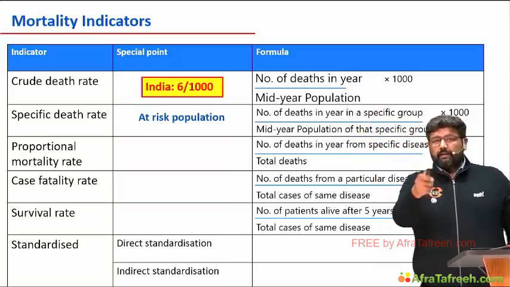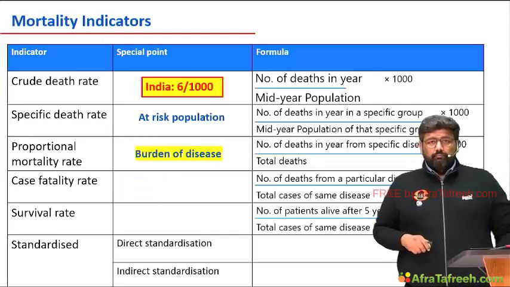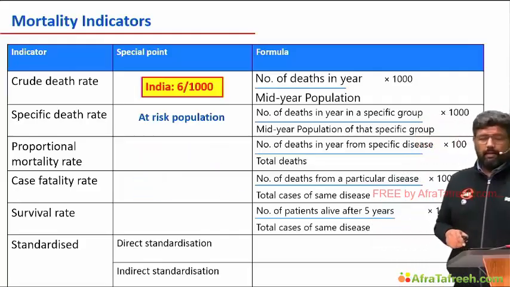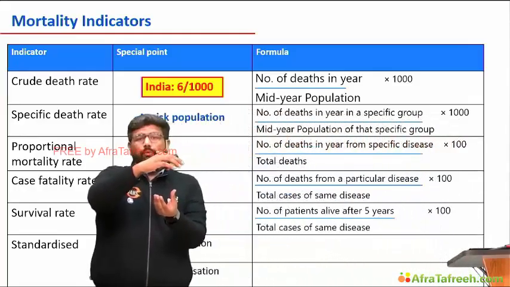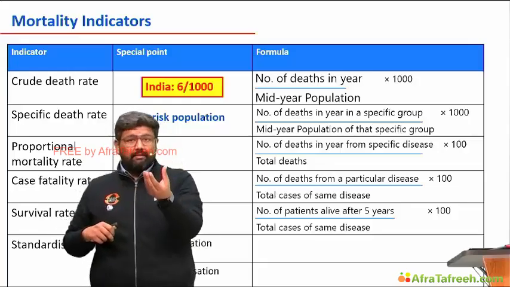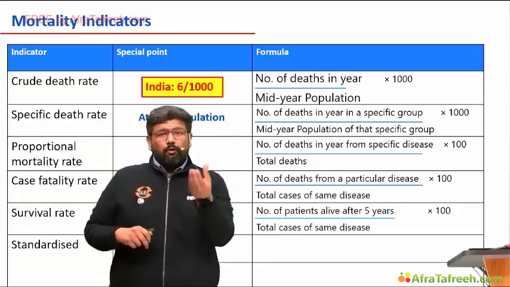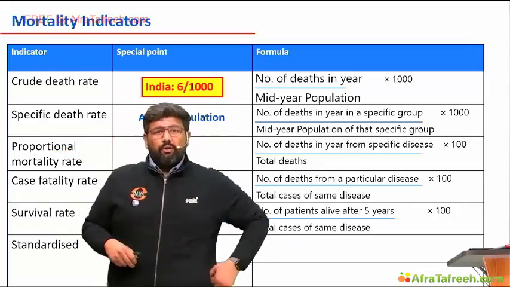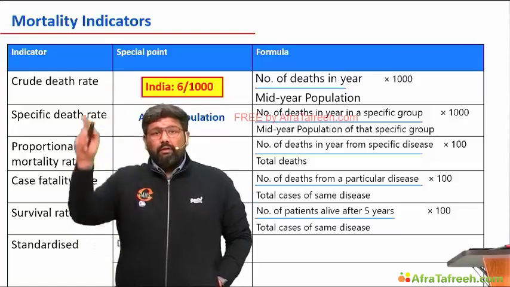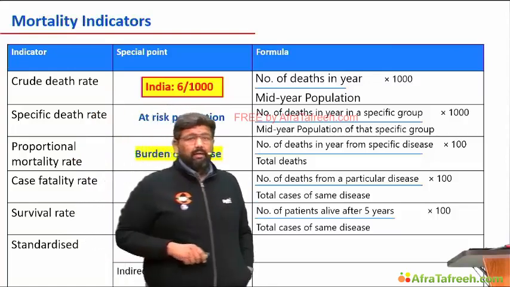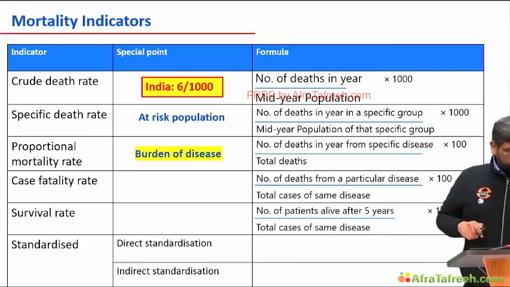So specific death rate will tell me the at-risk population. After that, I have proportional mortality rate. What is proportional mortality rate? Out of total deaths, how many are dying due to COVID? Suppose there are 100 deaths in our area, and out of 100, 10 died because of COVID. So 10% of total deaths are because of COVID. This will tell me the burden of disease, right?